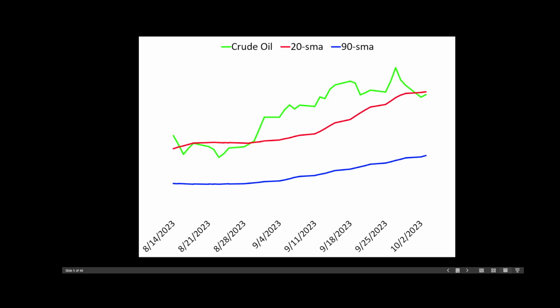An uptrend, for simplicity's sake, exists in this case when the green line, crude oil, is above the 20 simple moving average, and the 20 simple moving average is above the 90 simple moving average. Conversely, a downtrend would exist if crude oil was at the bottom and the 90 simple moving average was at the top.